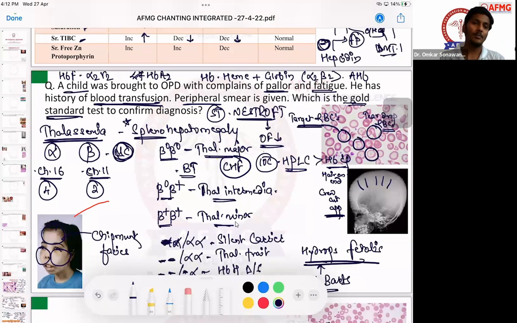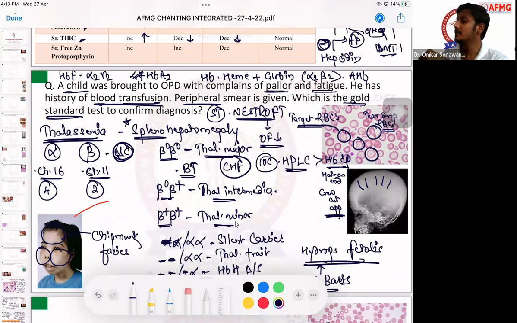Whereas please remember, there was a question in a recent examination. HPLC was also an option, but the best test to be marked is, if there is a genetic mutation, it would be best if you can see the genetic mutation itself, or if you can see the gene itself. So you need to do gene sequencing.